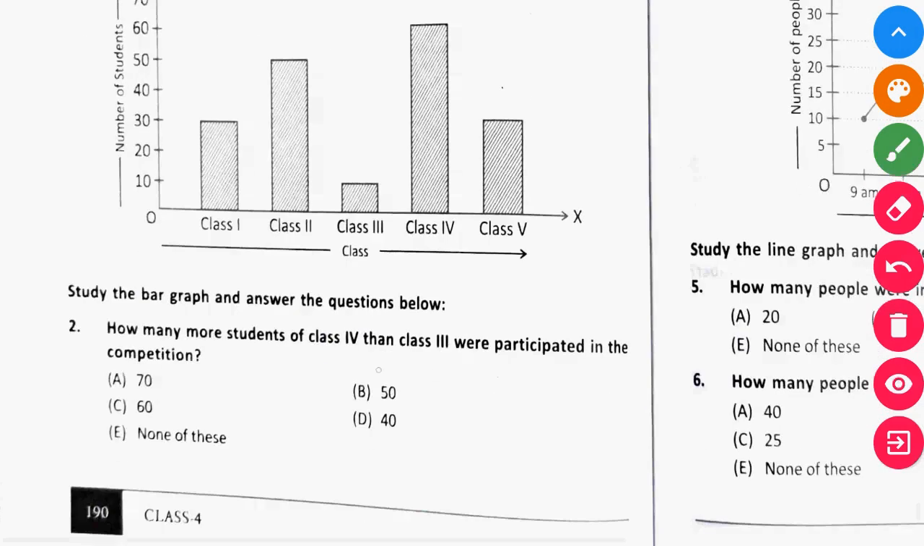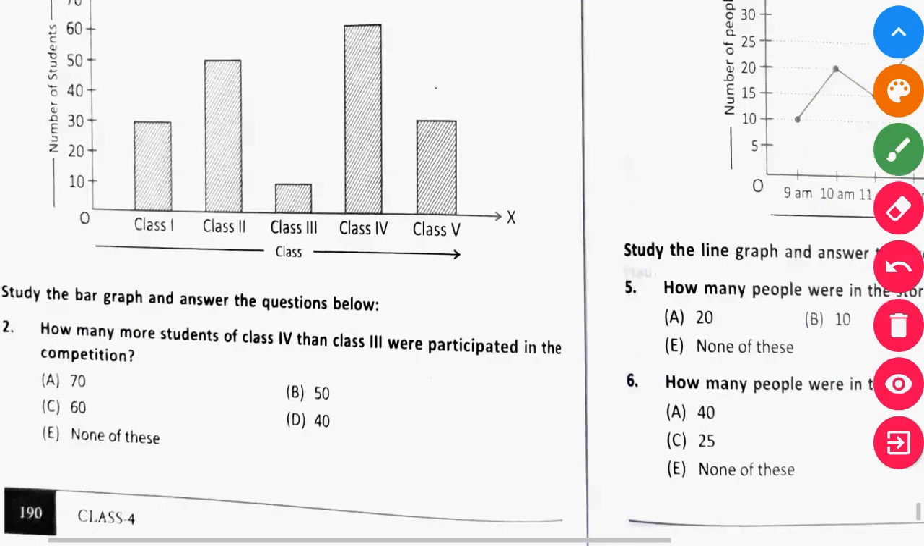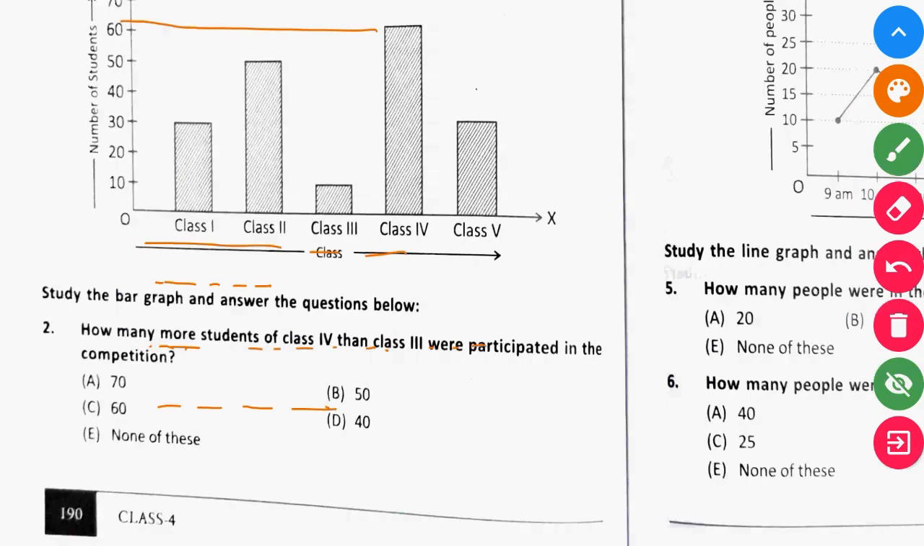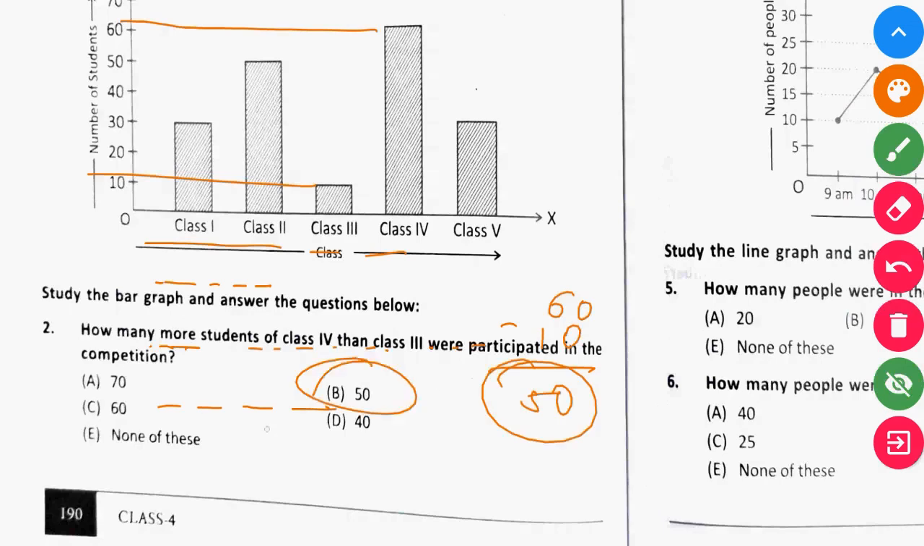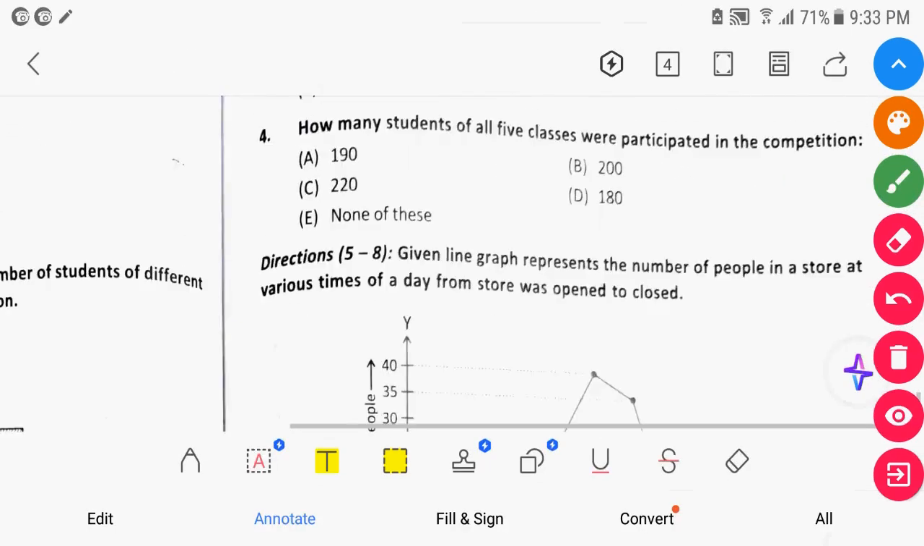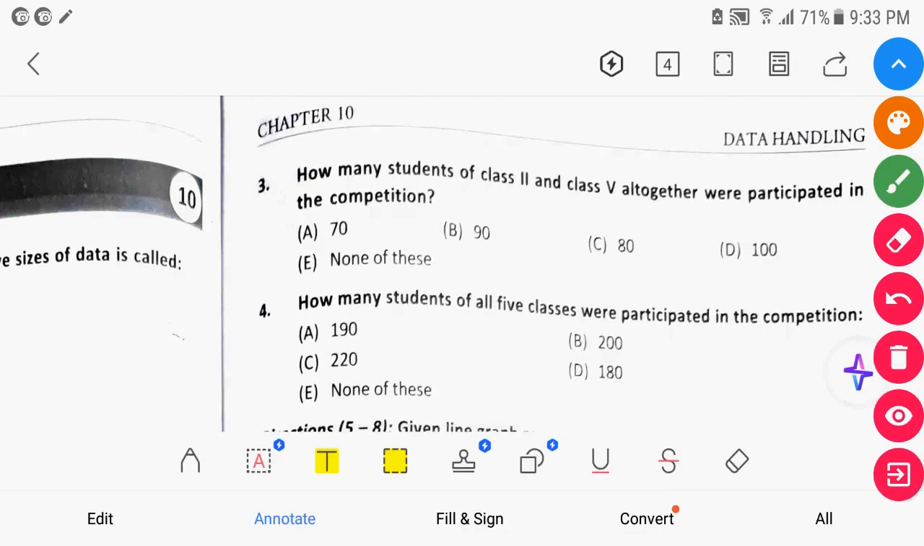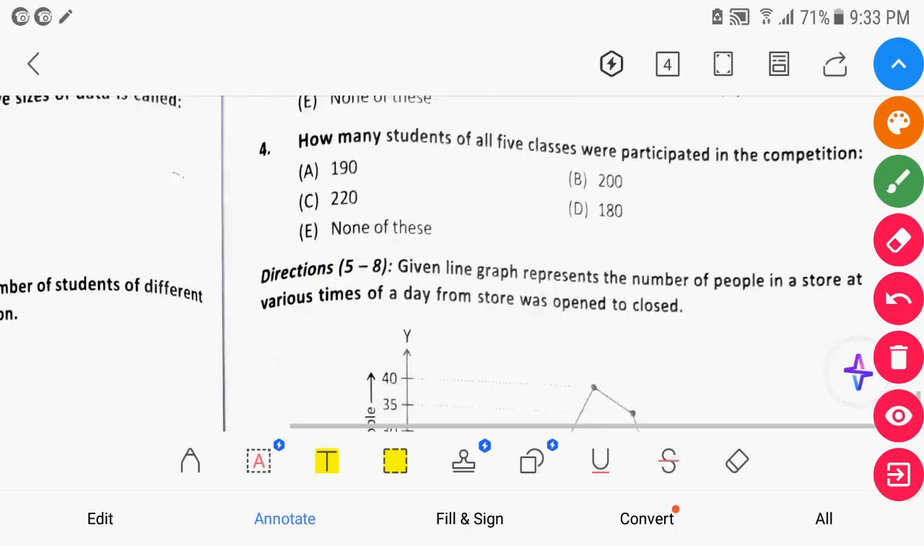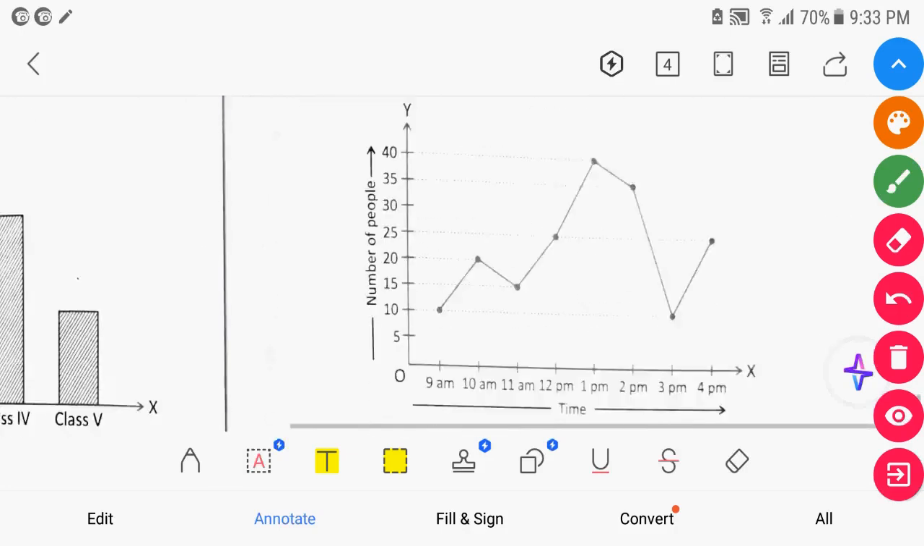How many more students of class 4 than class 3 participated in the competition? Now see, in class 4 how many participated? 60. And in class 3 how many students participated? Only 10. So 60 minus 10, that is 50 more students from class 4 participated in the competition. So like this you can answer. Two questions are for your homework. You have to calculate how many students together from second and fourth participated, and the total number of students in all 5 classes.